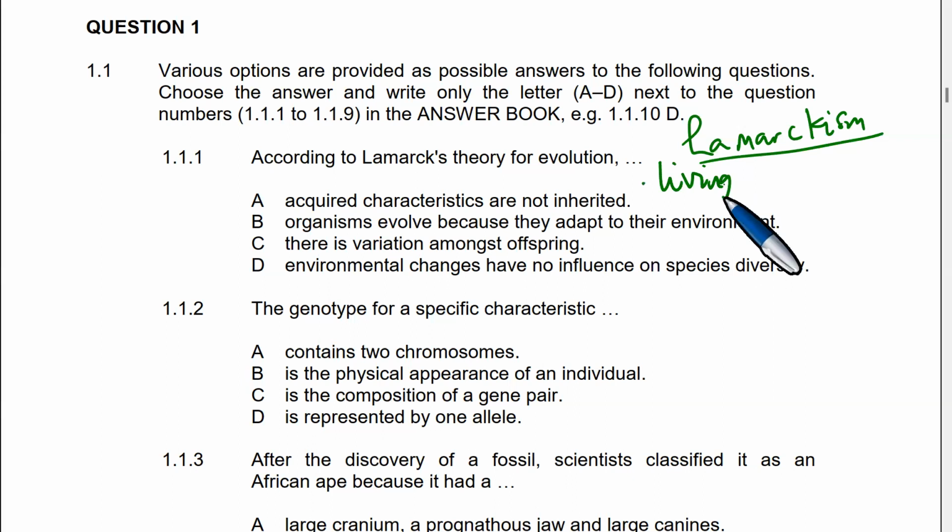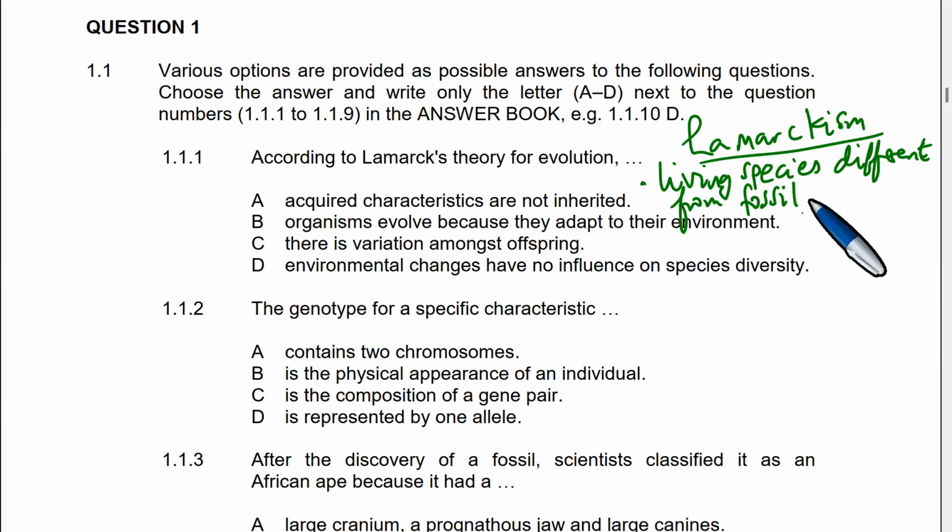So it compares living species different from those from fossil records. So one looks at now and the past, one realizes that according to Lamarck's theory of evolution, the living species are different from the fossil records. Number two, domestication of wild plants and animals and selective breeding resulted in plants and animals changing.